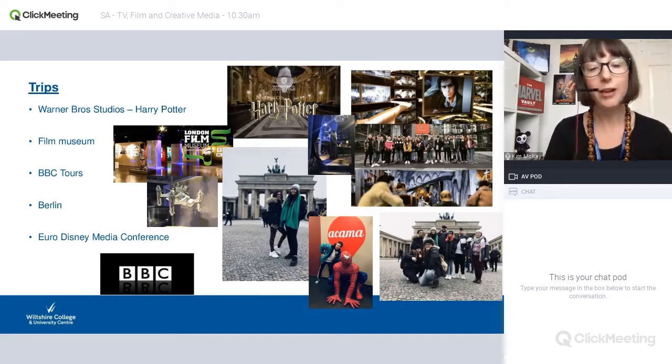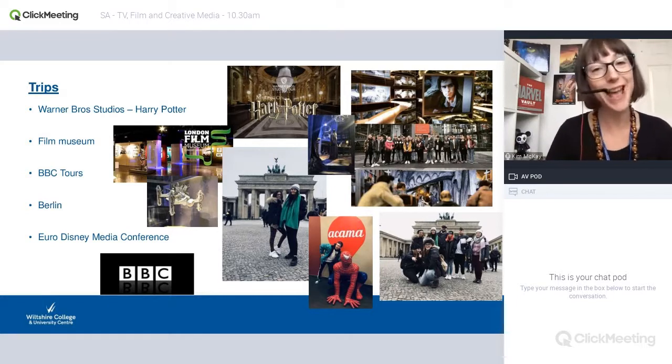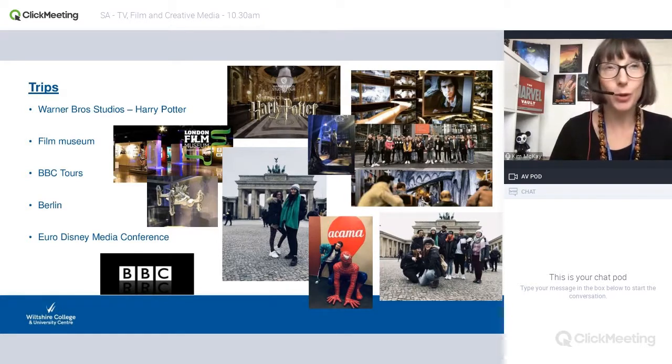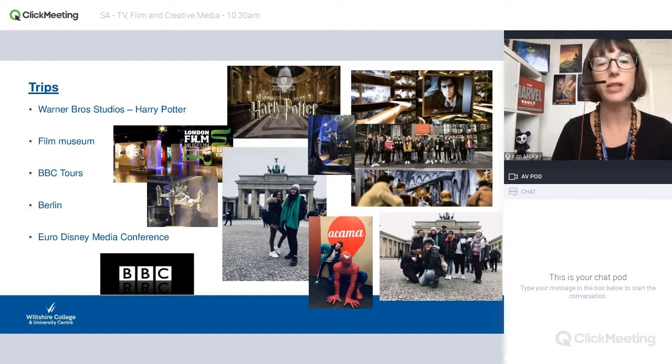On our next slide, we love to do trips. Now this year, obviously, that's very different for us, and we aren't able to get out as much as we'd love to. And again, these are some of the highlights of the things that we normally get up to. We tend to always go to the Harry Potter studios in London. This is an excellent opportunity for students to look behind the scenes, get the idea of what a huge franchise film like Harry Potter can look like, and see the props and the sets that have been worked on, which is fantastic.